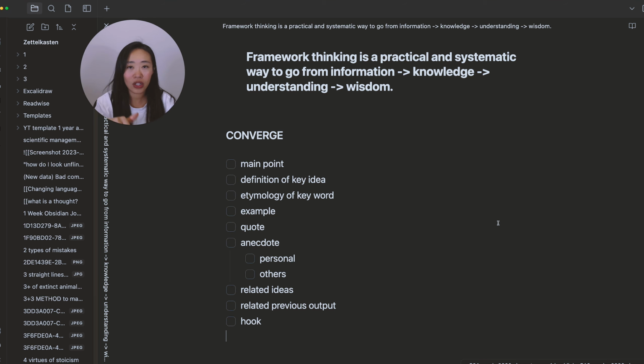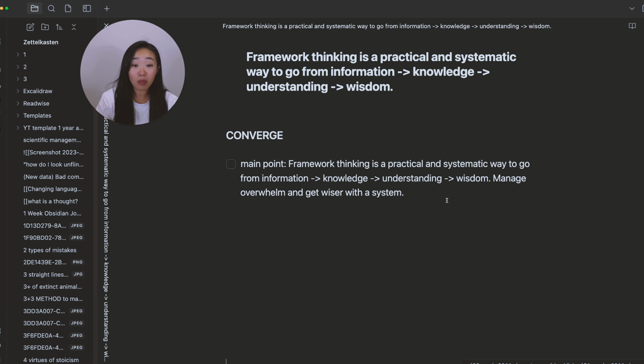So this is just a quick checklist I use currently to see, okay, am I hitting all of the things that could be interesting when I create output? So one is the main point, definition of key ideas, etymology of the key words. I feel like sometimes that's really interesting. Having examples, having quotes, having anecdotes that's personal or from other people, having related ideas, right? Again, we're always looking for that connection because that's where the insight lies. And related previous output, especially when I do something like newsletter, YouTube channel things, that I want to be able to refer back to other things I've done. And also, lastly, but most importantly, I have to think about the hook.